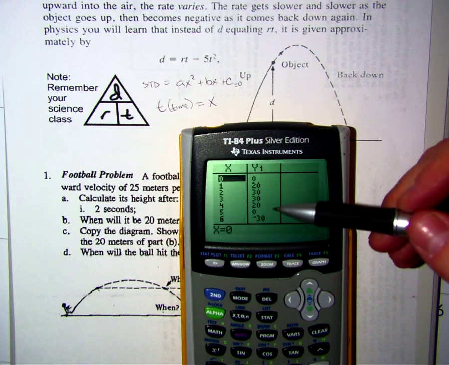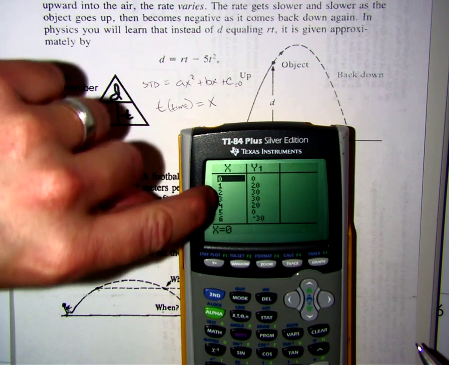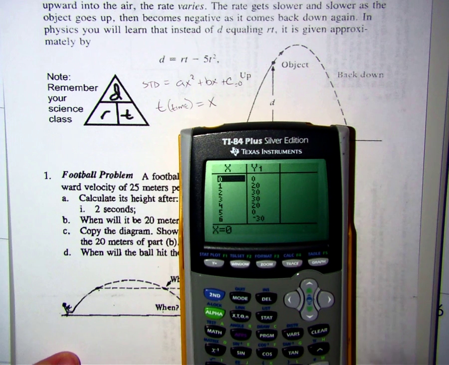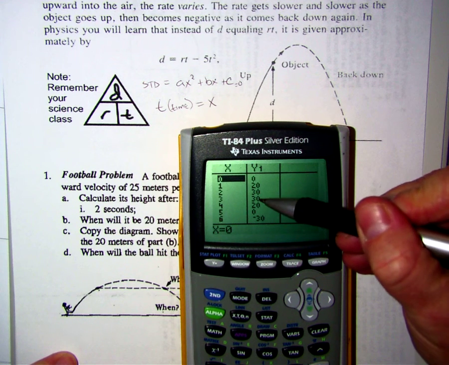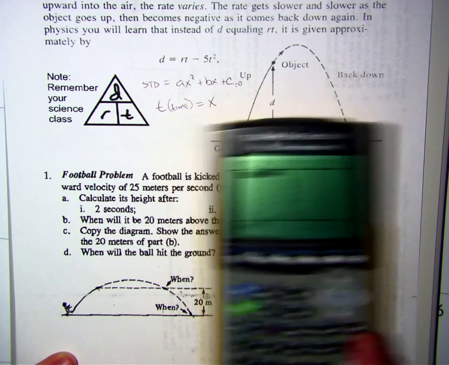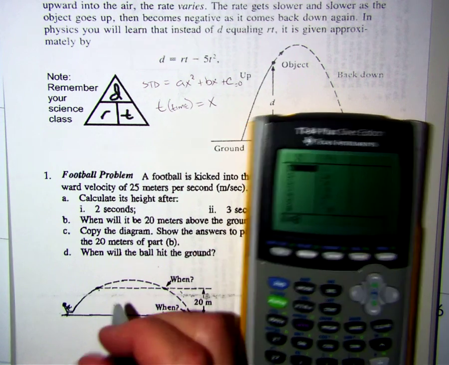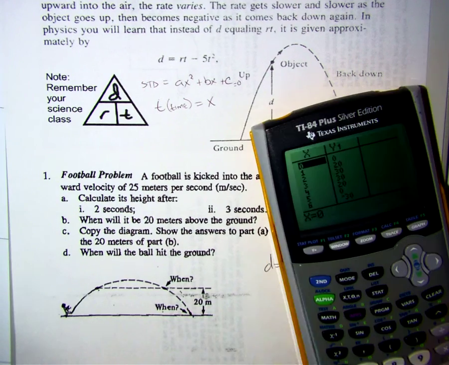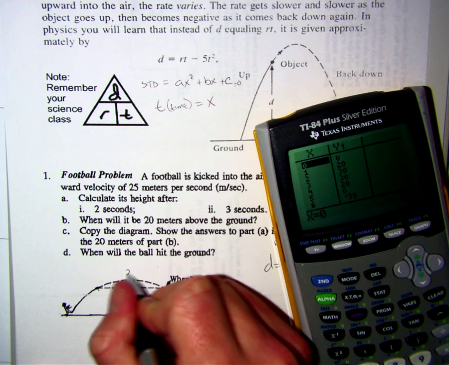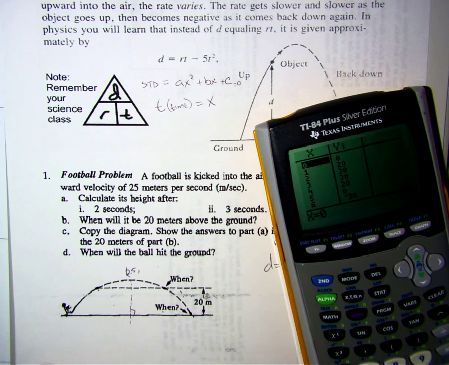So I know that my vertex, what is the x value of my vertex? If at 2 seconds I'm at 30 meters above, and at 3 seconds I'm at 30 meters above, where's my vertex for my 30 meters? 2.5 is my x. Does the table show me what 2.5 is? No. I'm going to move that over. But I know my x is 2.5.